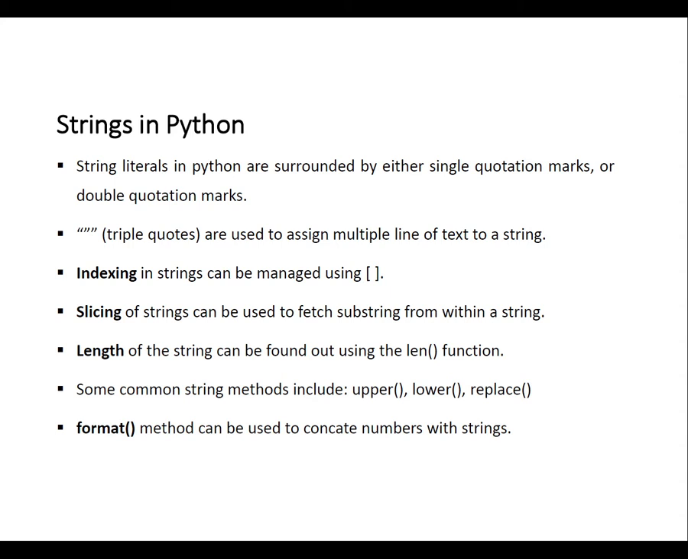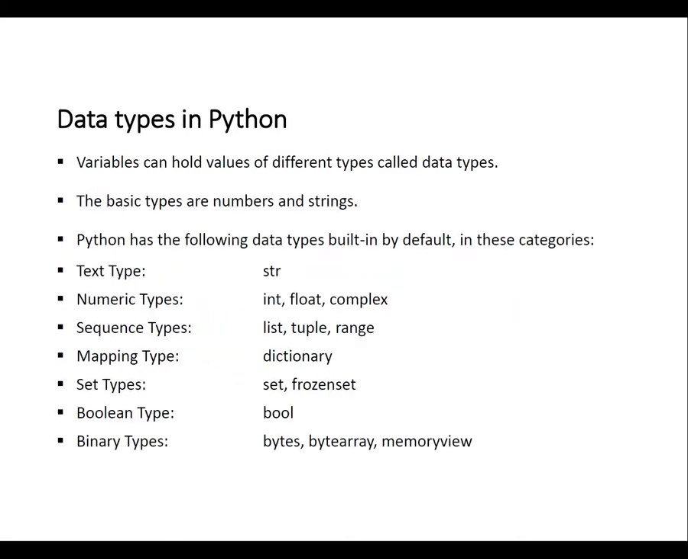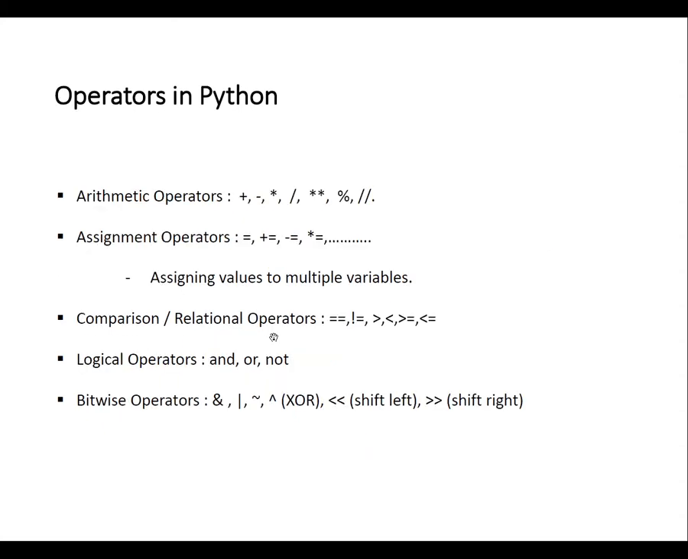Now, let me go a little bit back to what we had studied previously. We had taken an overview of the data types in Python. One of the data types is the sequence types. In the sequence types, there are three data types: list, tuple, and range. Today we are going to study the list.